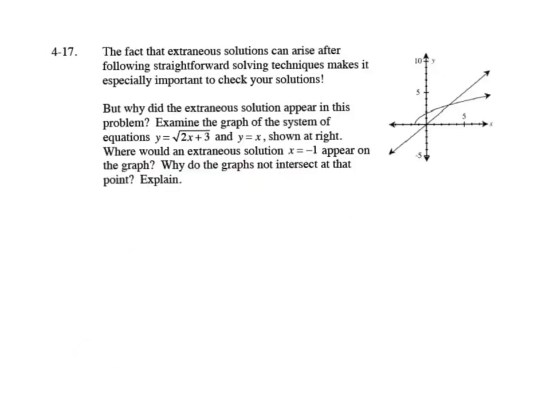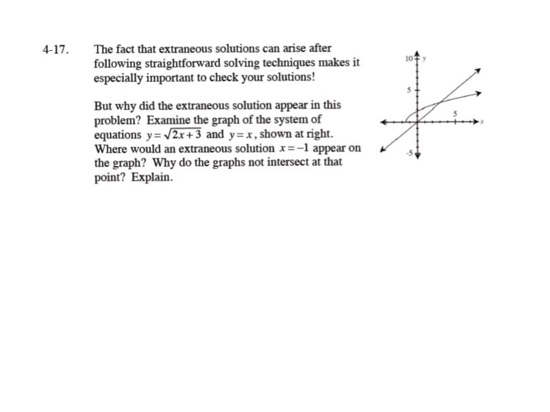So in 417, it's reminding us that this is really re-emphasizing how important it is for us to check our work. Because sometimes we might get a solution that works algebraically, but it's not actually a solution to the problem. So looking back at the graph, it's asking us to look and see where that solution might appear. So x equals -1. So when x is -1, it looks like that would be right there.